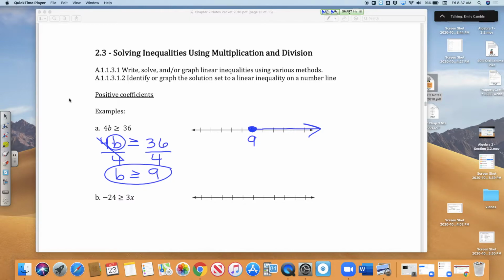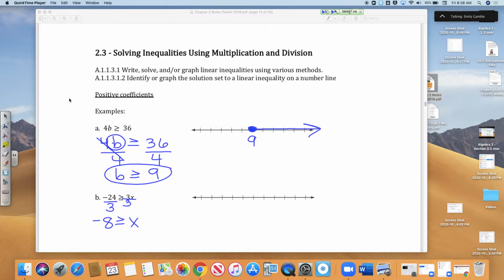The next problem says negative 24 is greater than or equal to 3x. So we're solving this for x. What would we do to both sides to get rid of that 3? Yep. So we're going to divide here, divide here. Negative 24 divided by 3 is negative 8. The symbol stays the same, and we're left with this: negative 8 is greater than or equal to x.